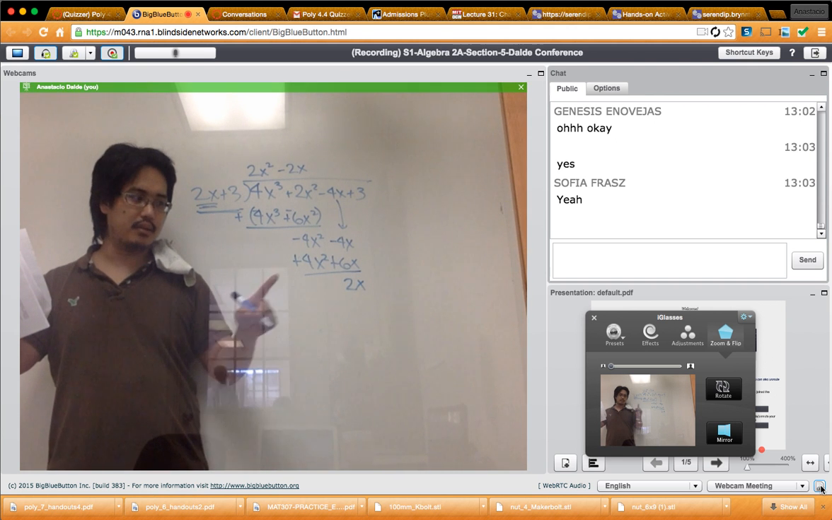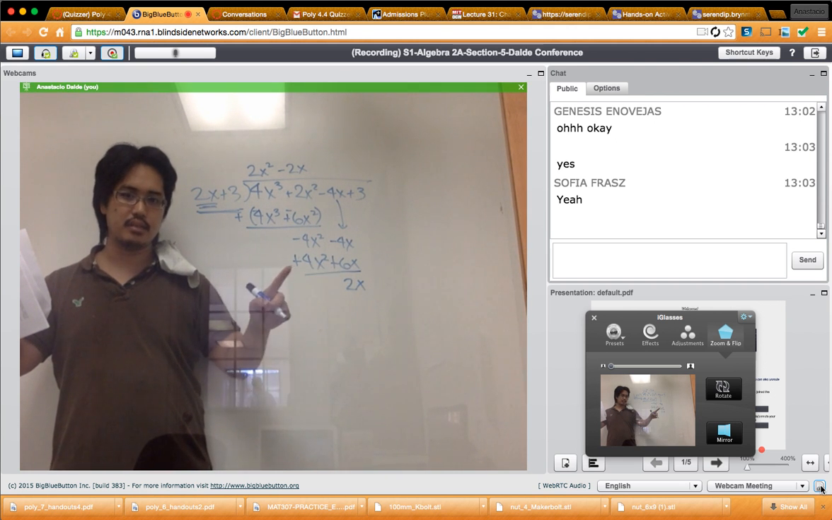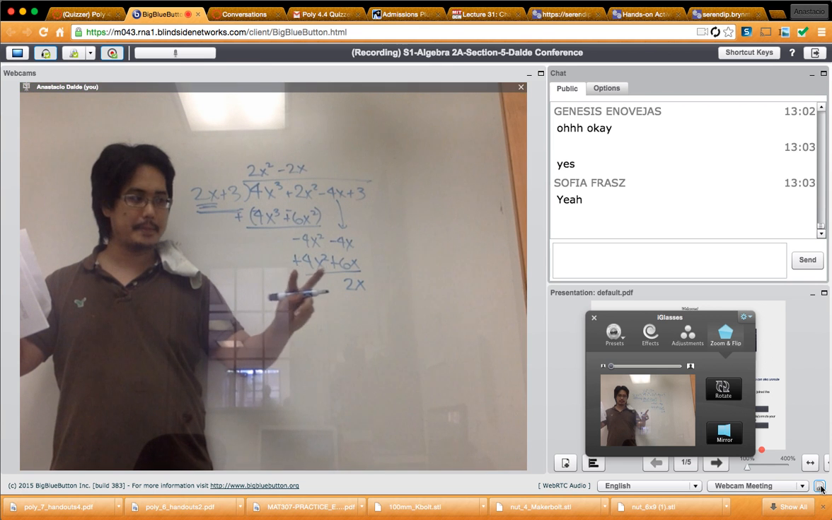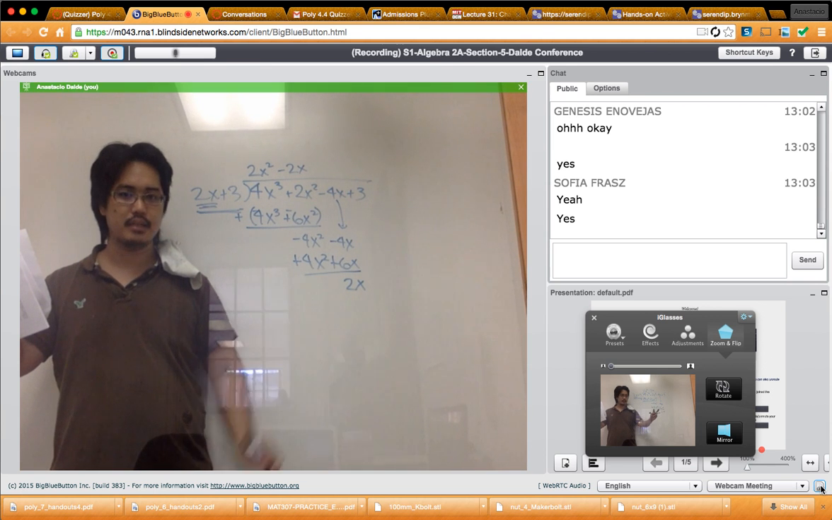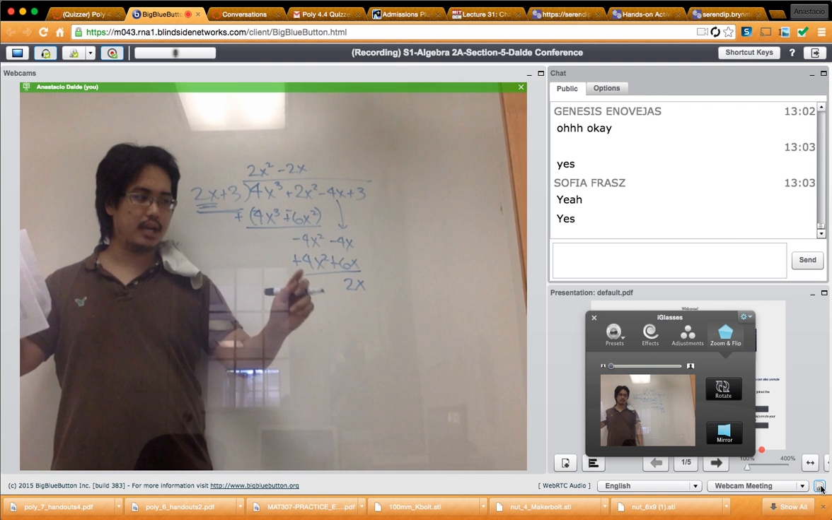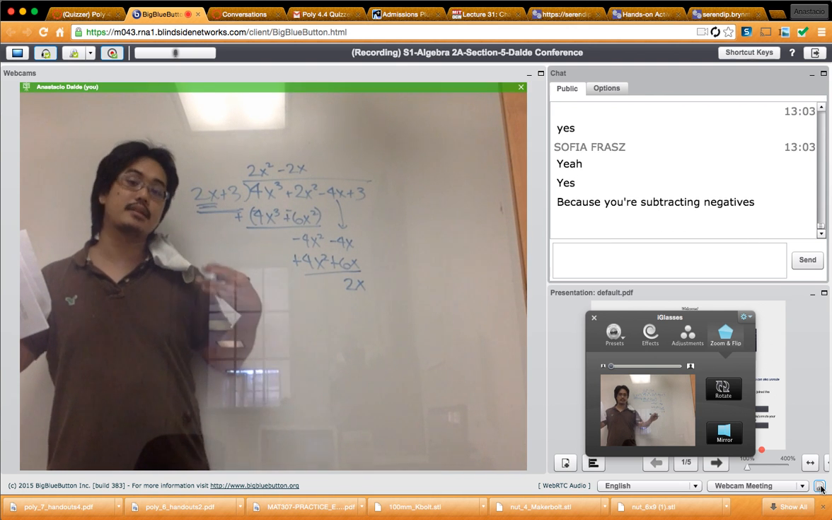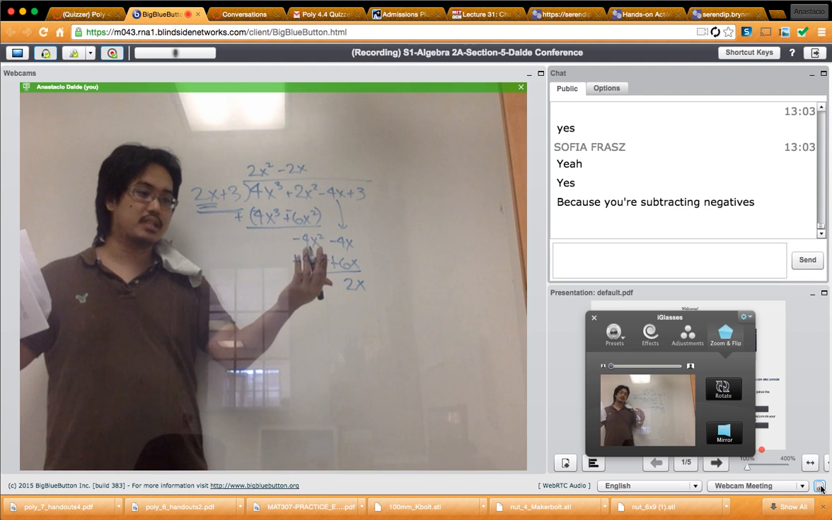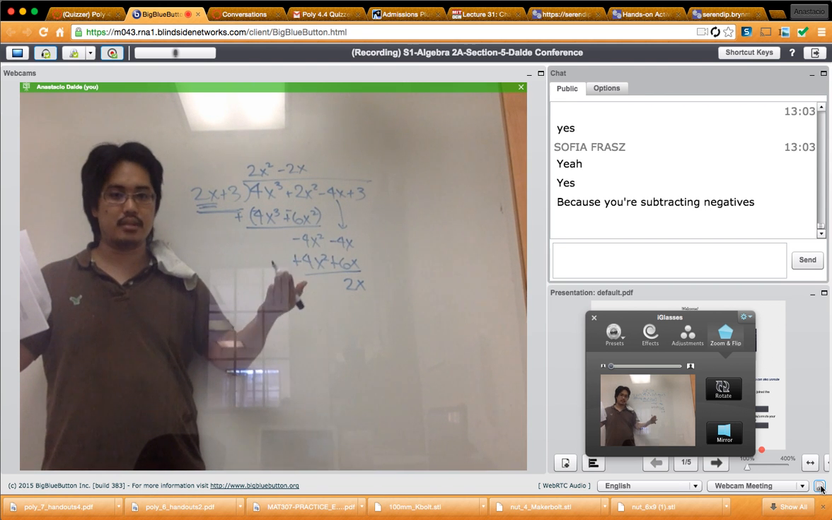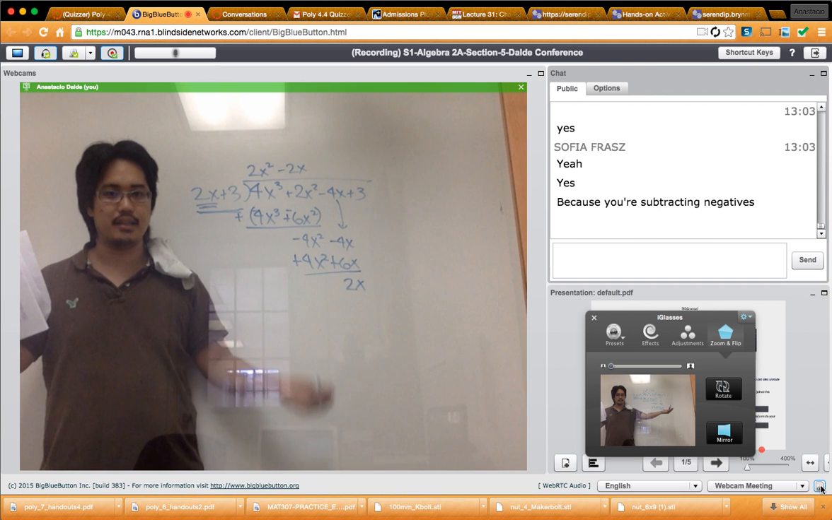Genesis, do you understand why I changed the sign on these? Sophia, do you? Why did I change the sign? They were negative 4x squared minus 6x, but I changed the sign. Yeah, because I'm taking into account that I'm actually supposed to be subtracting it. So I like to just change the sign on everything and then add them. It's the same thing.